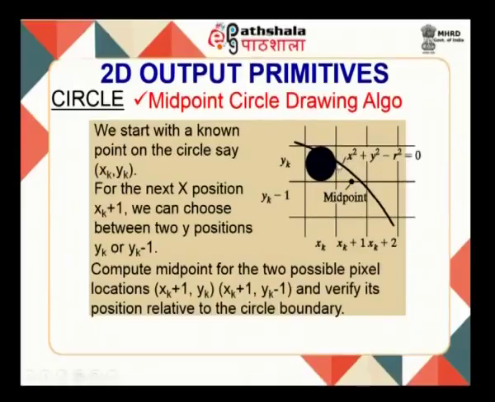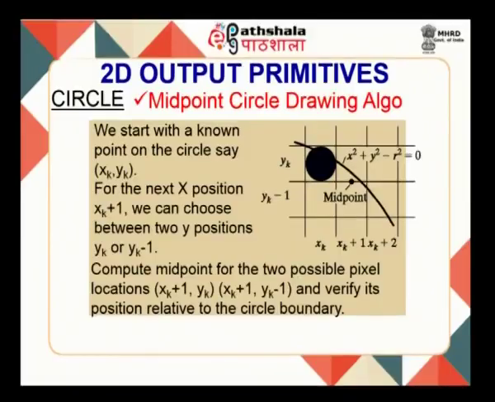If the midpoint happens to lie inside the circle boundary, the boundary is close to the upper pixel, so in this case we will be choosing yk. If the midpoint is outside the circle boundary, the boundary is close to the inner pixel, that is the lower pixel, yk minus 1. So, that is how we take our decision, based on the position of the midpoint with respect to the circle boundary.